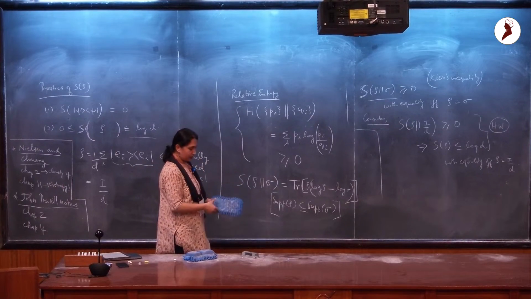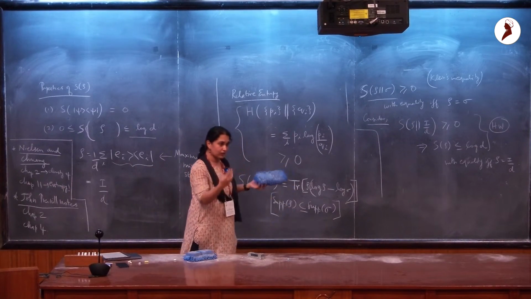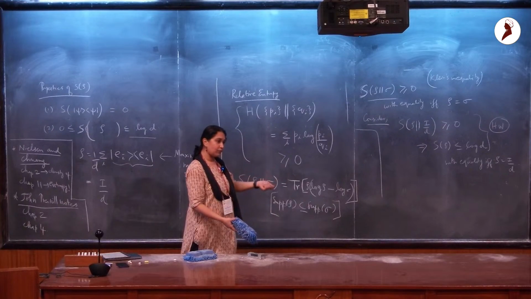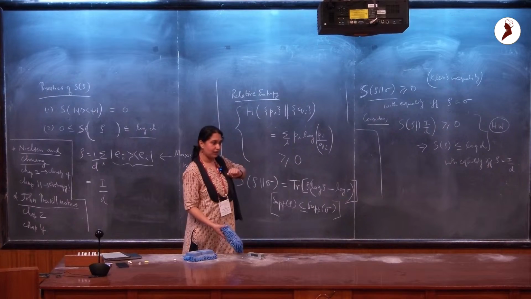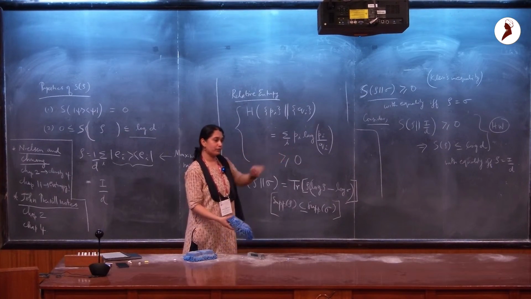So think about it this way, right? I have a system which is undergoing some evolution, okay? At time t0, its density matrix was this. At a different time, its density matrix was something else. How far away have I moved from this?